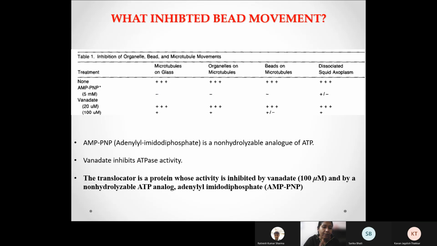No movement. Similarly, if they inhibited ATPase activity, now they have the cell-free extract, they've added ATP to it, but if they inhibit ATPase activity by increasing the concentration of this molecule called vanadate, then at 20 micromolars, not much was happening, but at 100 micromolars, when they increased the concentration of vanadate further, that's when they found that the movement of the beads slowed down or was completely absent in some cases, which indicated that whatever was the motor protein, it required hydrolysis of ATP to help it in translocating this bead along the microtubule, right?